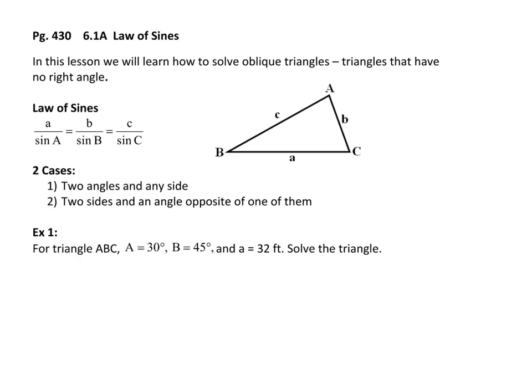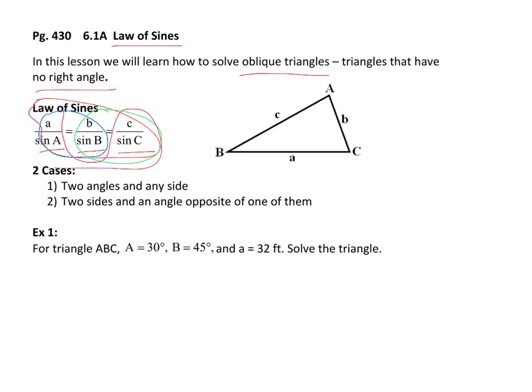Alright, starting with lesson 6.1, we'll be learning about law of sines in this lesson. Law of sines is applied when you're working with oblique triangles, or triangles that do not have a right angle. So here's the law of sines. Now notice that there are three expressions. Depending on the situation that you're working with, you will use two of those expressions at a time, not all three.